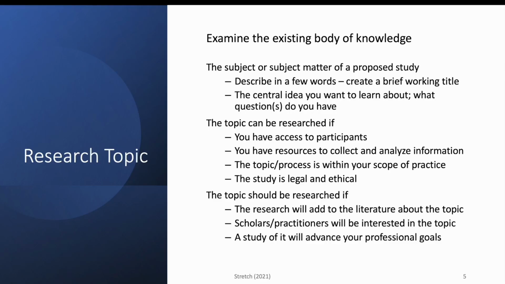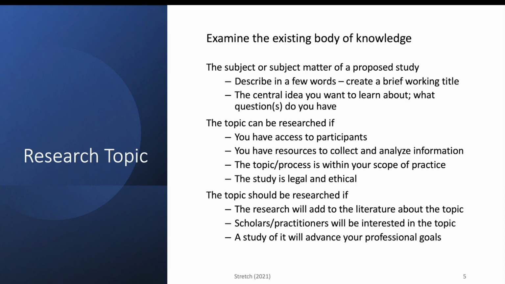For a research topic, you need to examine the existing body of knowledge. There are a couple of areas that you have to look at. First, the subject matter, the content. What is the main idea? What do we know about it? What do we not know about it? And then, will you have access to participants? Will you have the resources to collect and analyze the information? Is it within your scope of practice, and is it legal and ethical to do?